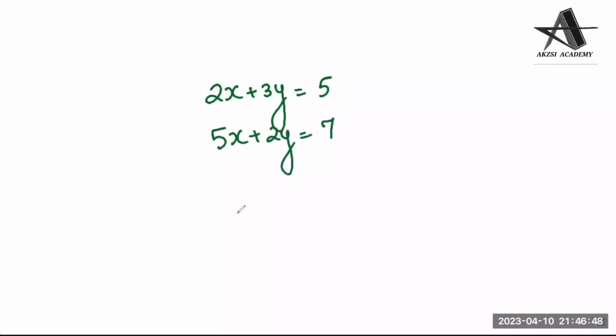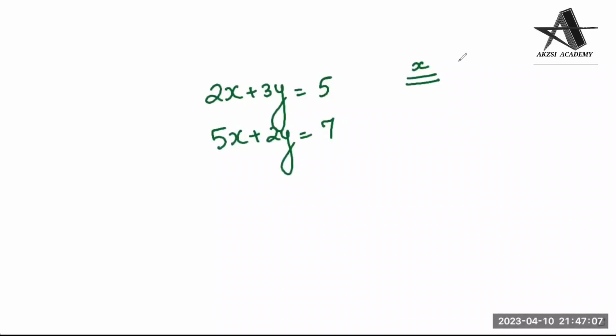Now let me see this question. 2x plus 3y is equal to 5 and 5x plus 2y is equal to 7. In this case, definitely the coefficient of x is different, and the coefficient of y is different. So what I need to do is make the coefficient of any one of the variables the same. Let me say I want to make x the same. It doesn't matter, if you want to make y the same, you can do that as well.